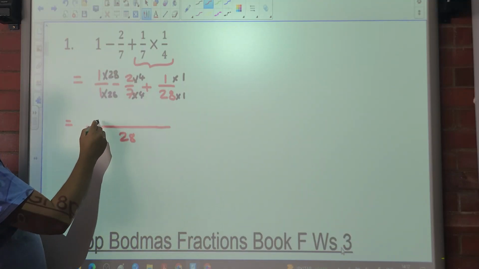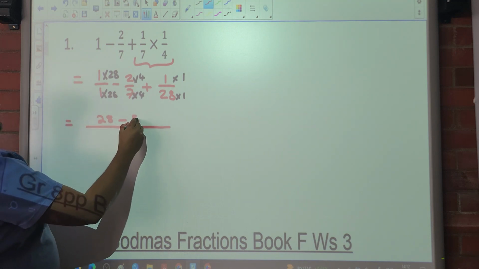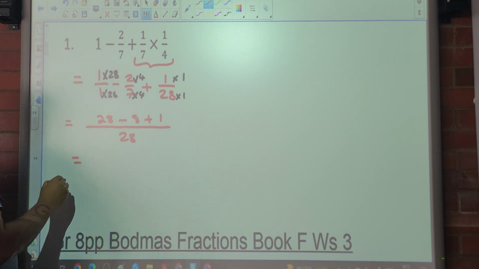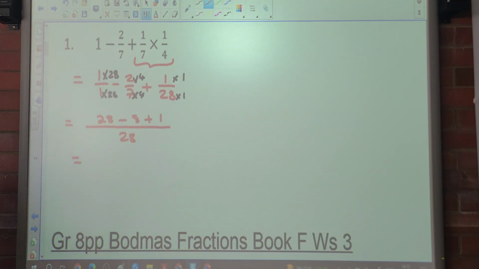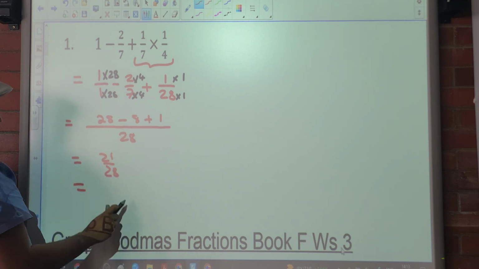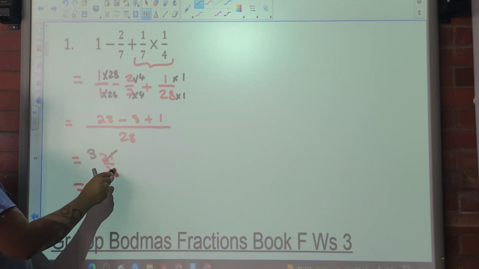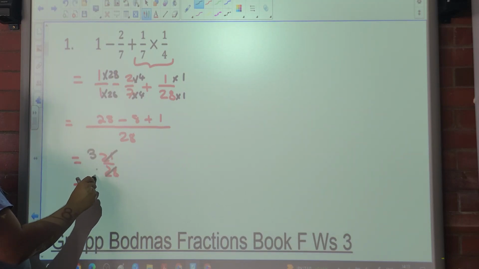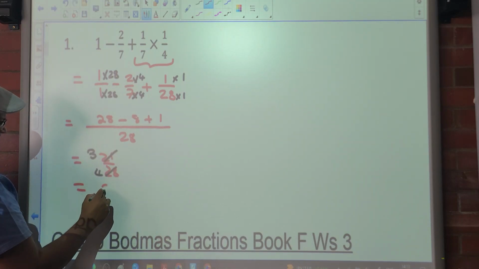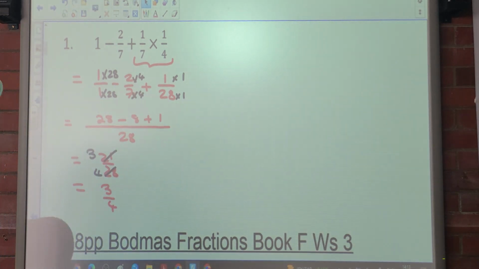1 multiplied by 28 is 28 minus 8 plus 1. What's 28 minus 8? 20 plus 1, 21 over 28. What do you notice? What number goes into 21 and 28 without remainder? 7. 7 goes 3 times, and 7 goes into 28 4 times. The answer is 3 over 4 or 3 quarters.